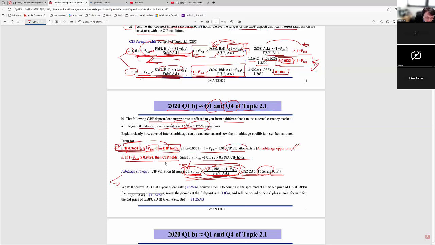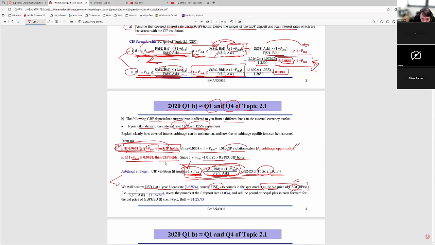Basically, I just told you. We're going to borrow $1 from the bank using the 1 year ask rate, 3.625%, and then convert the $1 to pounds in the spot market. What is the price you're going to use? You are the investor, selling dollars. In terms of the dealer, the dealer is buying dollars. So which price is the dealer going to use? The dealer is buying dollars at the bid price of USD GBP.